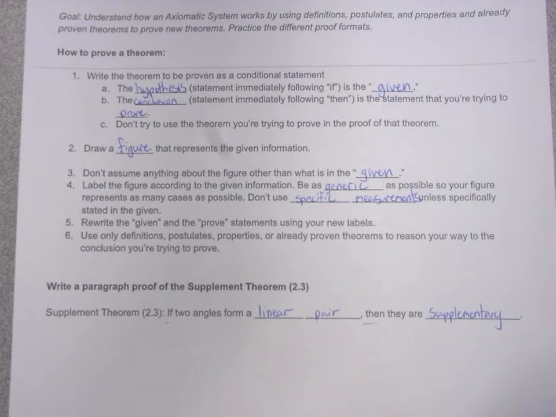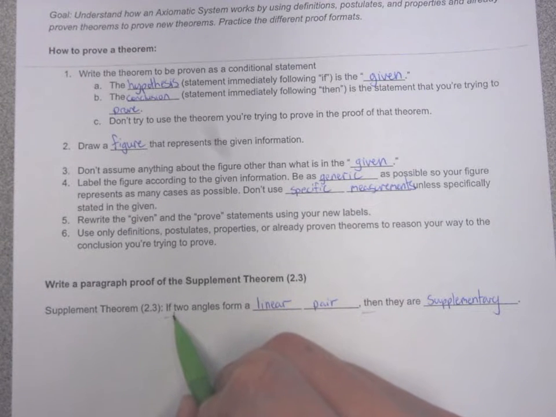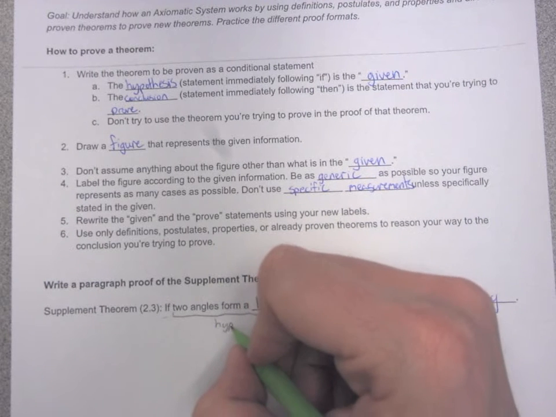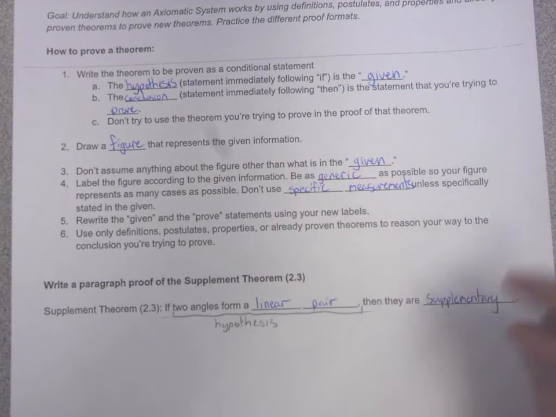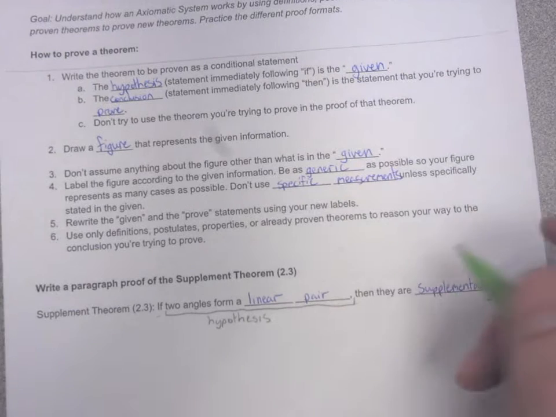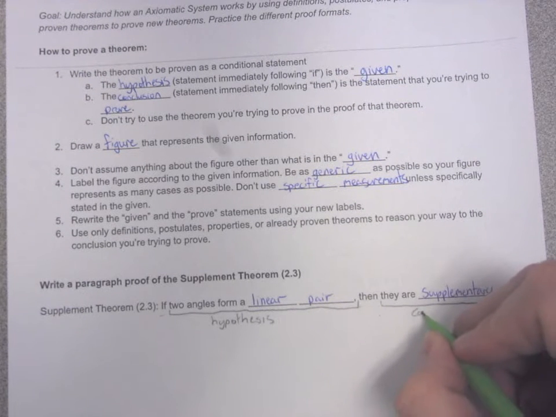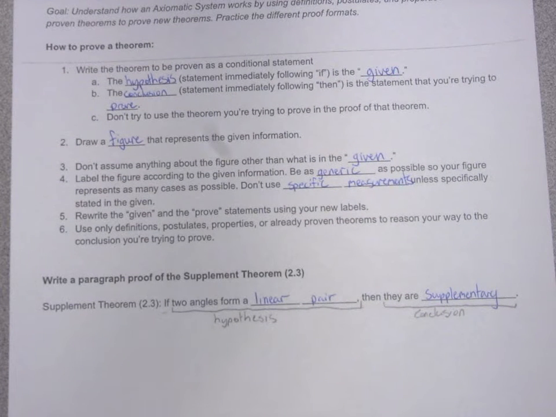Whenever you're trying to prove a theorem, which again is like a mathematical if-then statement, the first thing you have to do is identify the hypothesis and the conclusion of that statement. The hypothesis comes right after the if part. This is called the hypothesis. If we were labeling this, we would call this P. And the part immediately following the word then is called the conclusion. We would call that Q.